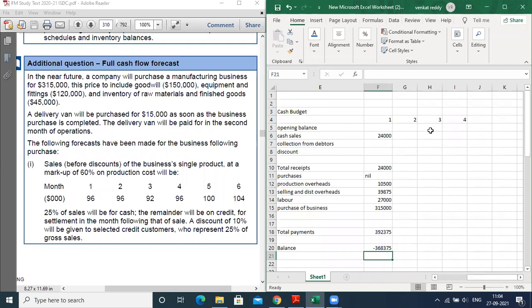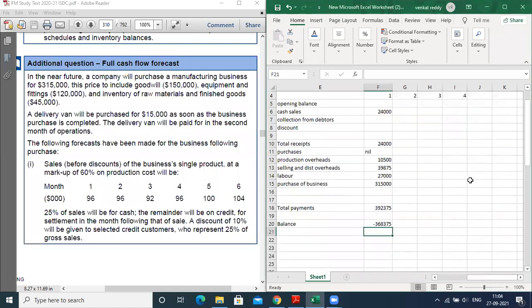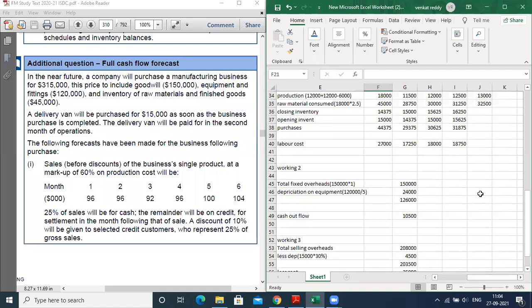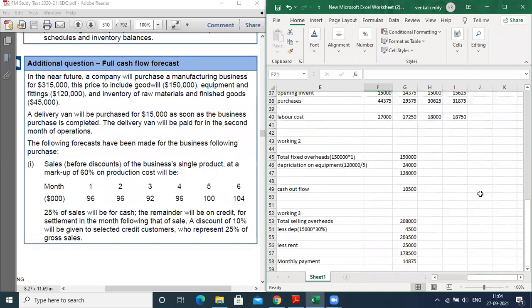This is the first year budget. Now similarly we need to prepare for the next 2 years. I hope it is clear. Then the second year, so the first month, sorry, second month, the first month closing will be the opening for the second month. Selling overheads. Okay. Just see the selling overheads.